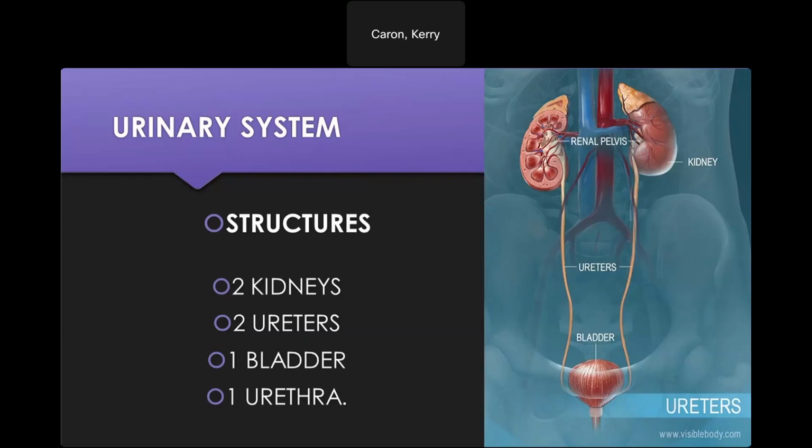Okay, this is chapter 11 on the urinary system, module 5. The urinary system has 2 kidneys. Most people have 2 kidneys. You can have one. 2 ureters coming off of the kidneys to drain urine, a urinary bladder, and a urethra. That is the tube where the urine exits the body.